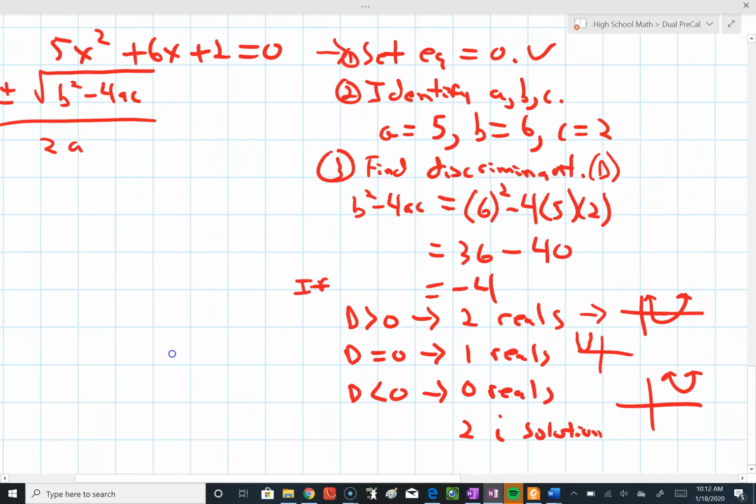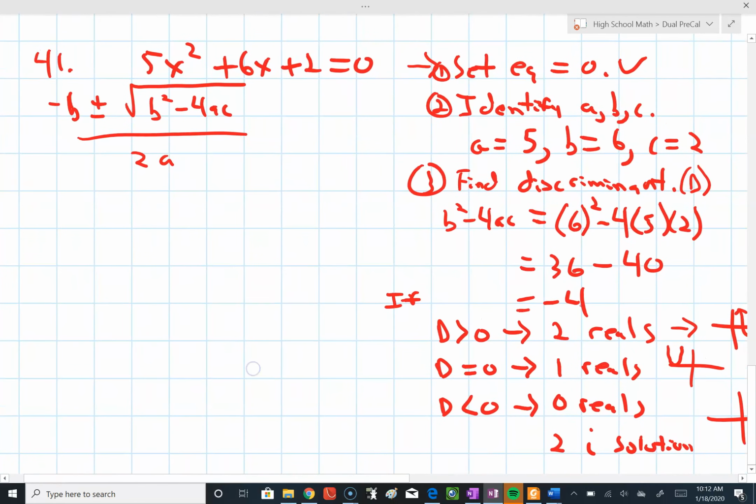All right, so we know that the discriminant is negative 4. That means it's going to be no reals. It's going to be some i situations. So here I go, using the quadratic formula. Negative b is negative 6, plus and minus the square root of, we've already found this stuff under here, it's the value of finding the discriminant first, negative 4, over 2a, and that's 2 times 5.